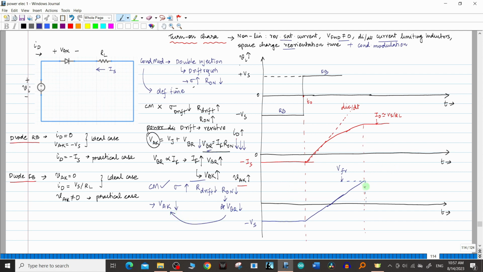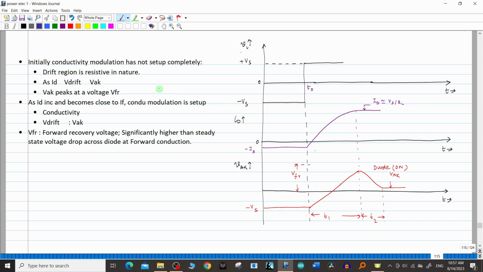Therefore, beyond a certain time, this graph would actually come down. The VAK graph comes down, and once the conductivity modulation is fully set in, this value we can call V forward. And this voltage peak that you see is called the forward recovery voltage. So that's a very interesting point of this graph. I have written some notes here. You can take a screenshot if you want.